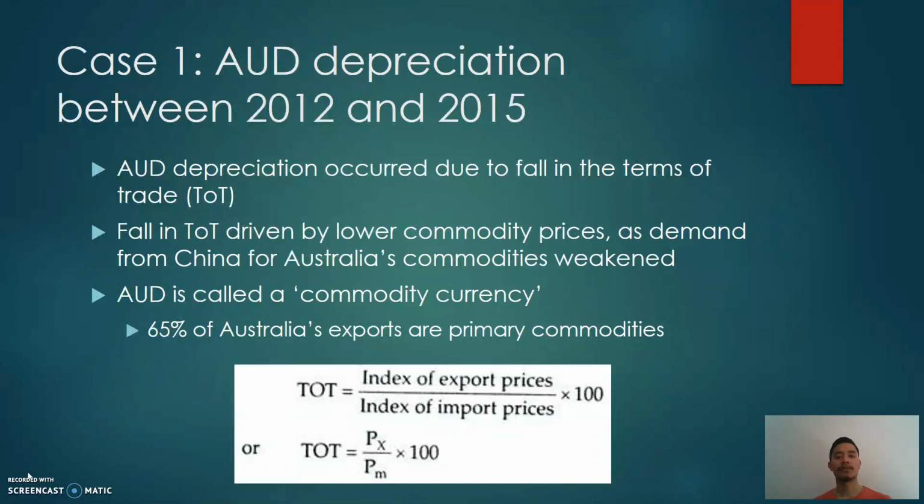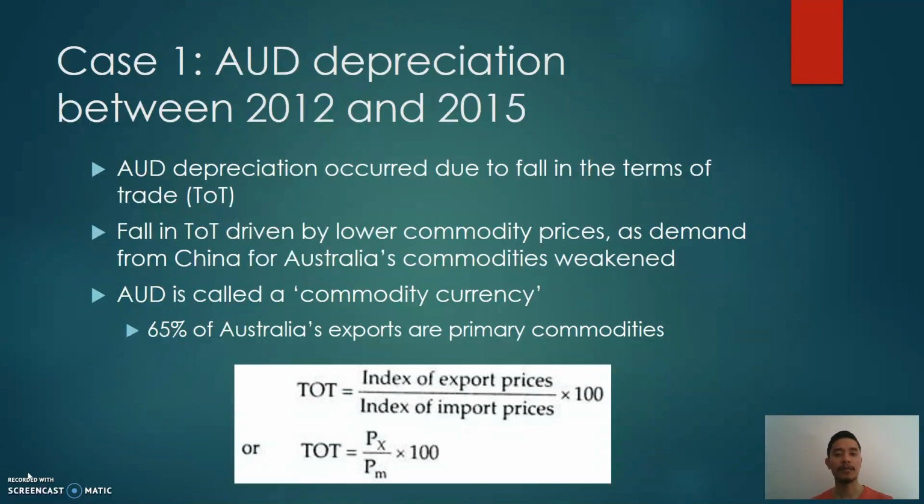Why would that matter for Australia's currency, the Aussie dollar? Well, we also know that 75 or 65% of Australia's exports are primary commodities, and those include the commodities that I mentioned before, iron ore and coal. So a decline in those commodity prices would flow onto the terms of trade, specifically the numerator of the terms of trade, because we export a lot of iron ore and coal. And a decline in the numerator would lead to a fall in the terms of trade and thus a fall in the Australian dollar.